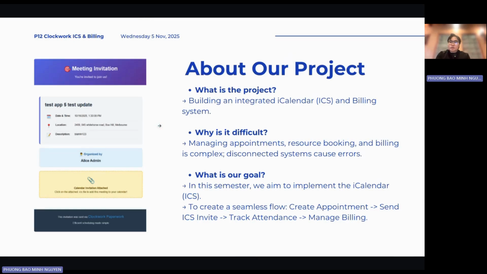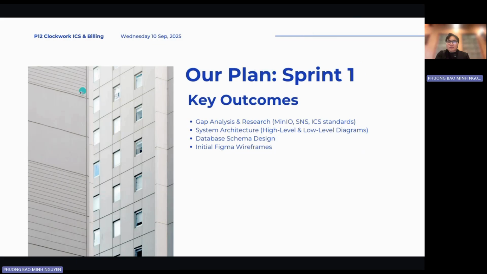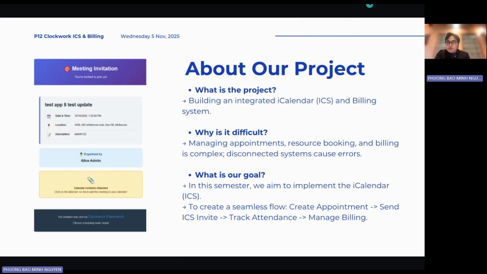So the problem we were tasked with solving was the complex manual process of managing appointments for Clockwork. Businesses struggled with disconnected systems for creating events, sending calendar invites, and tracking attendance. Our goal for this semester was to build the iCalendar, the ICS portion of the system. So basically, create a seamless flow where a user can create an appointment, send an access invite, and track attendance, which lays the foundation for building. So now I will pass to Benjamin to discuss our system architecture and Sprint One plan.